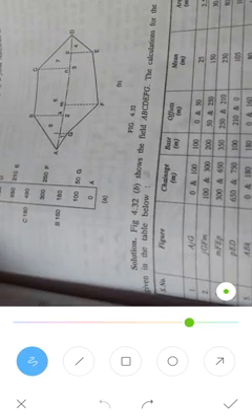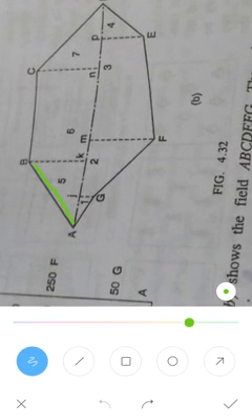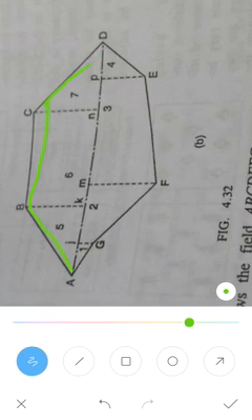Okay, so you give the alphabetical order, so A, B, C, D, E, F, G and A, like that. In the middle you give another name. Okay, J, K, M, N, P, your wish. Okay, according to your wish you can give that. Like that you draw it.